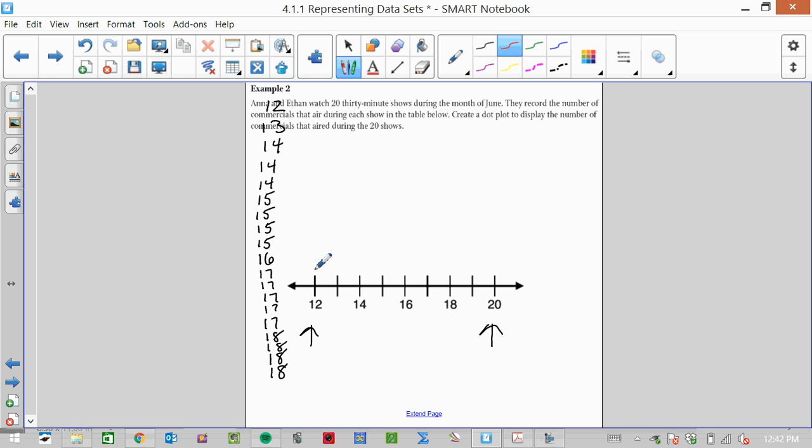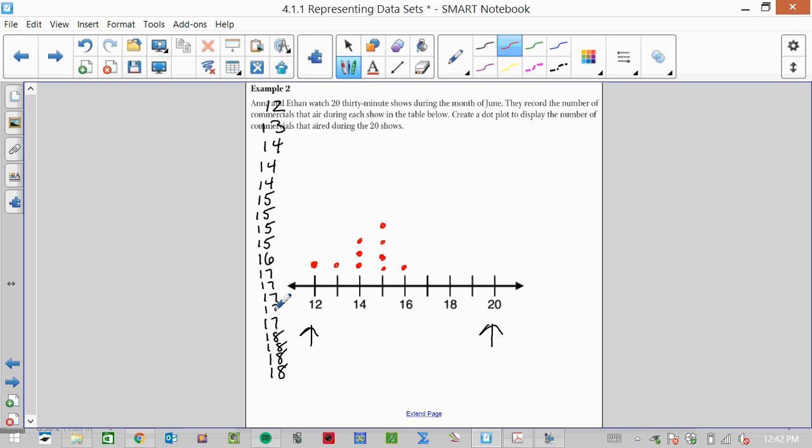So I've got a dot at 12. I've got 1 at 13. I've got 1, 2, 3 at 14. 1, 2, 3, 4 at 15. And notice how I'm trying to line them up horizontally as best I can so that these dots all line up. 16, I just have 1.